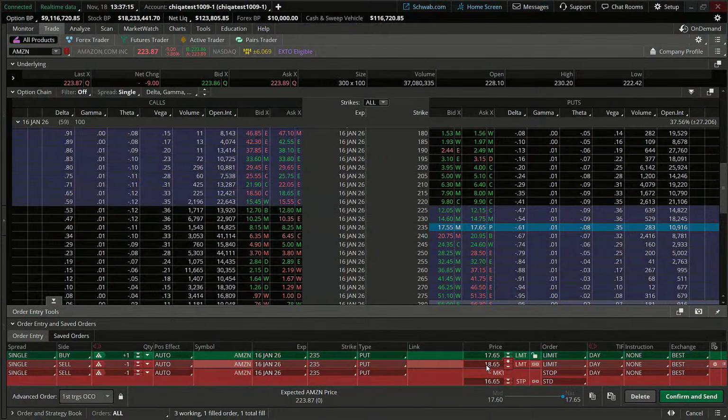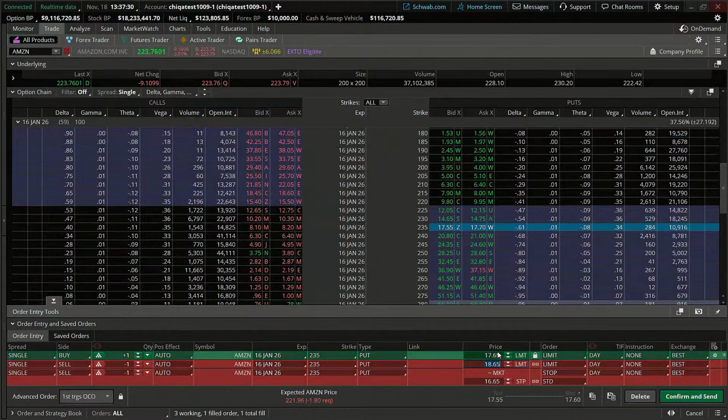But we did simulate a couple different things where we saw a 50% gain if the price of the stock were to go down to a specific point. So I'm just going to put a 50% target in here. I'm going to take 1765, excuse me, and multiply that by 1.5.